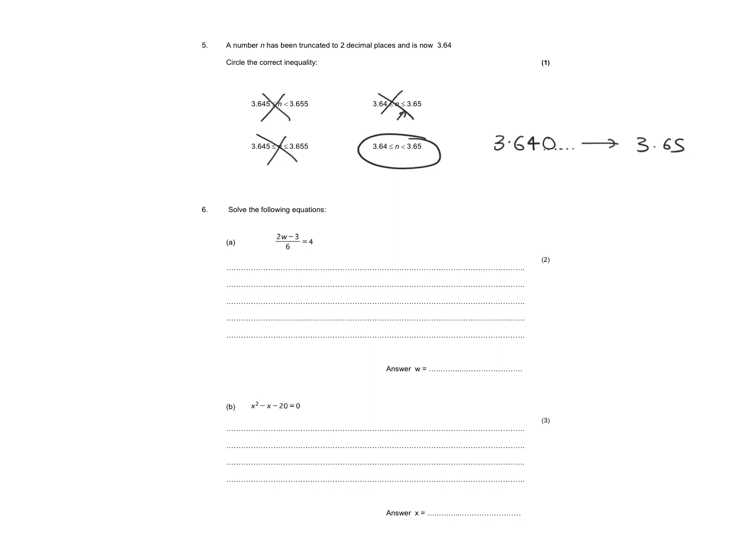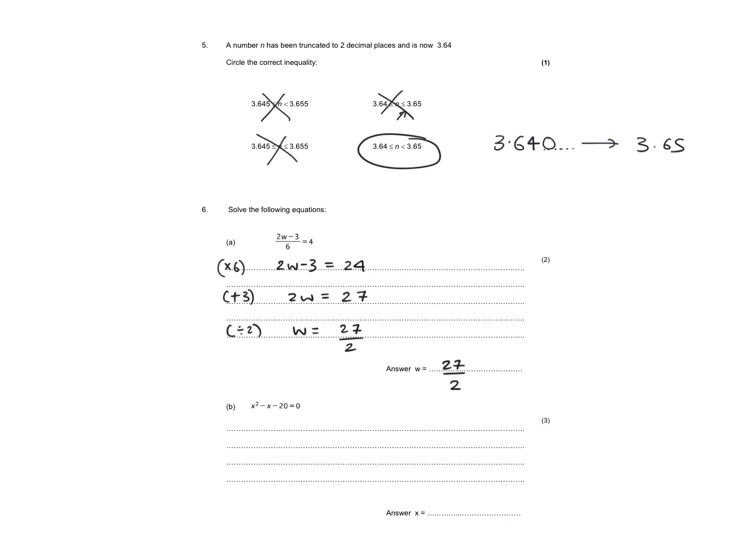Question 6, part A, solving a simple linear equation, multiply both sides by 6, so we have 2w minus 3 equals 24, add 3, 2w equals 27, and divide by 2, so w equals 27 over 2, or 13.5 as a decimal. Part B of this question involves factorising a simple quadratic equation.